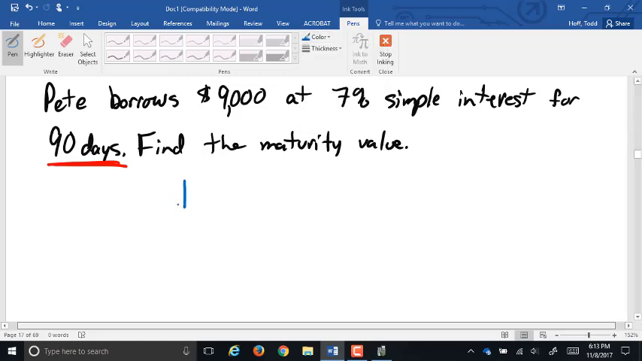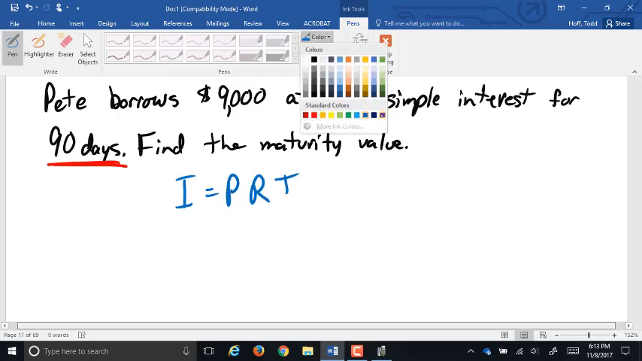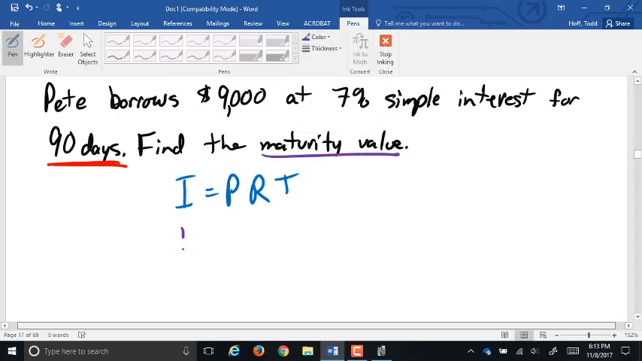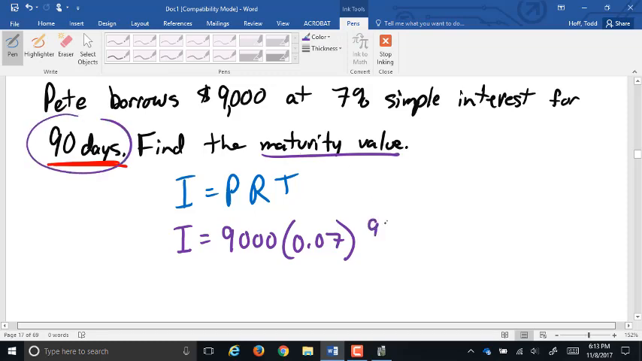So interest equals PRT. We're looking for maturity value, so we first have to find the interest. Principal is 9,000. The rate is 0.07. The time is going to be 90 over. You would think it would be 365, wouldn't you?